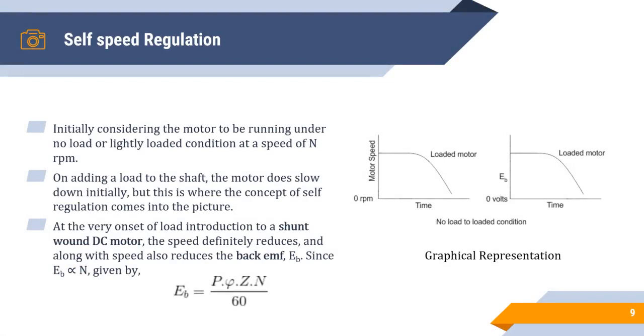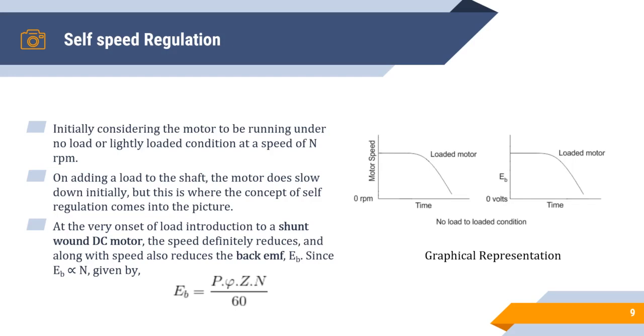Self-speed regulation. Initially considering the motor to be running under no load or lightly loaded condition at a speed of N revolutions per minute, on adding a load to the shaft, the motor does slow down initially, but this is where the concept of self-regulation comes into the picture. At the very onset of load introduction to a shunt wound DC motor, the speed definitely reduces, and along with the speed, the back EMF EB also reduces.